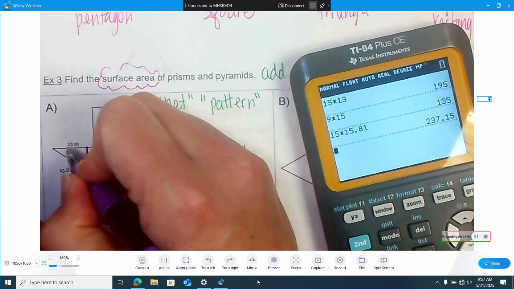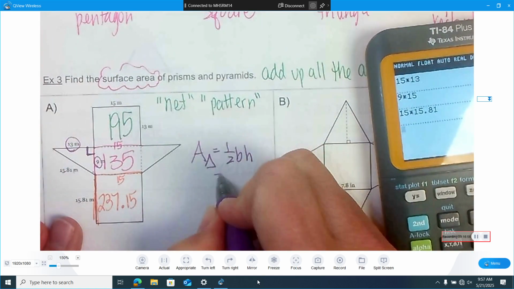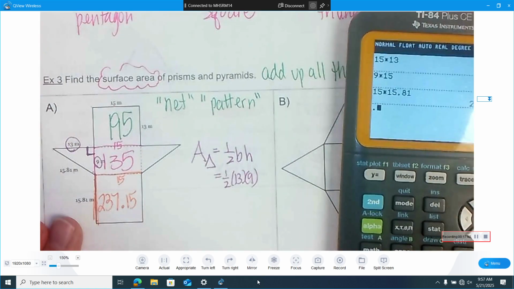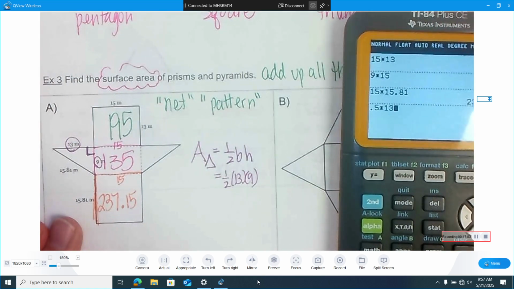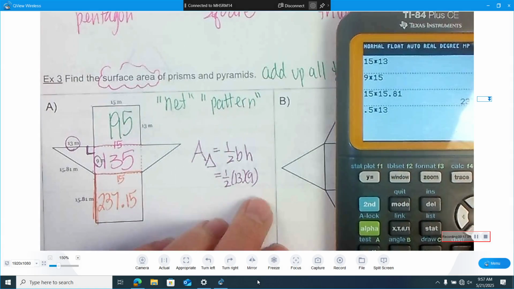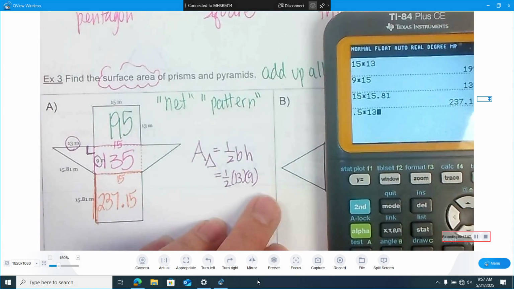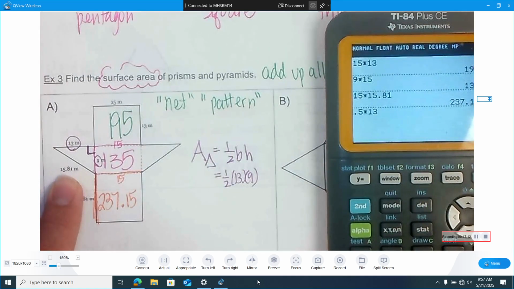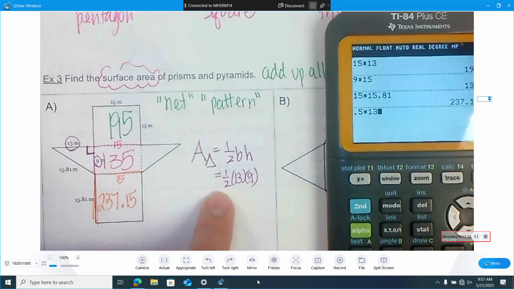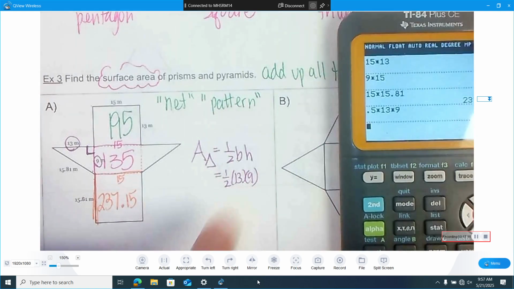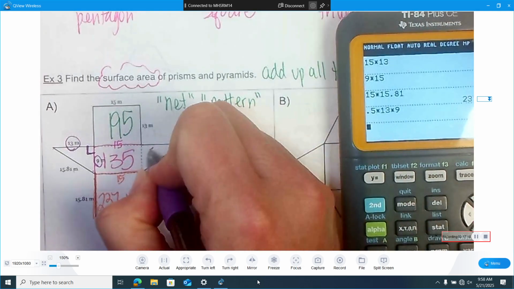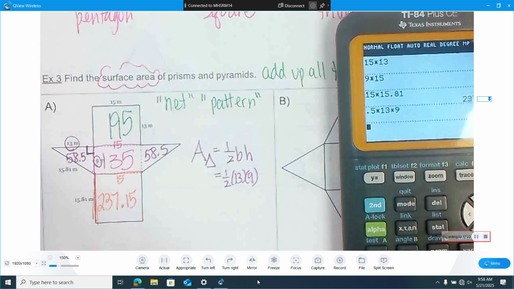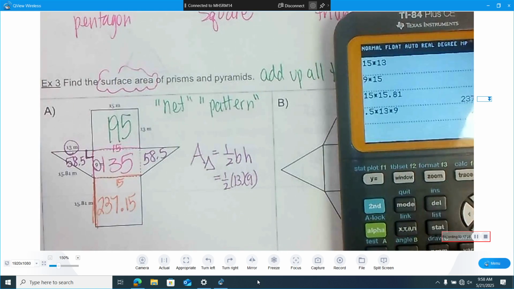So you need to be very careful here. So that's going to be 1/2 times 13 times 9. Base and height must be perpendicular to each other. You'll notice we didn't use the 15.81, so we had to choose wisely. All right, 1/2 times 13 times 9 is 58.5. And they're both 58.5 because there are 2 congruent bases.